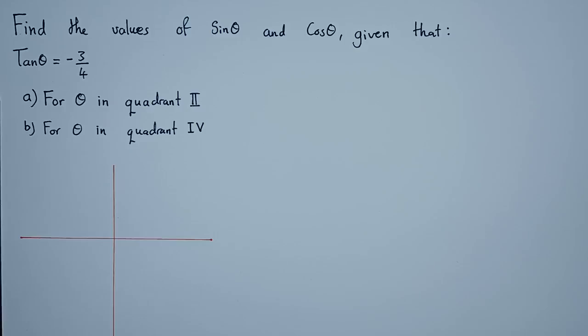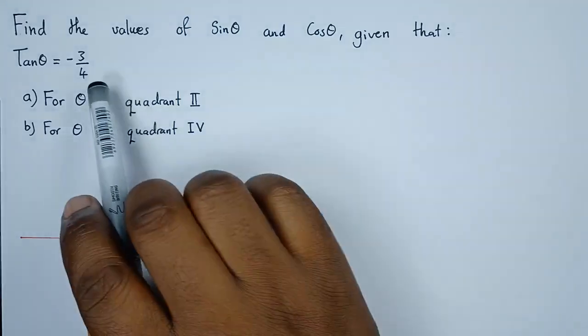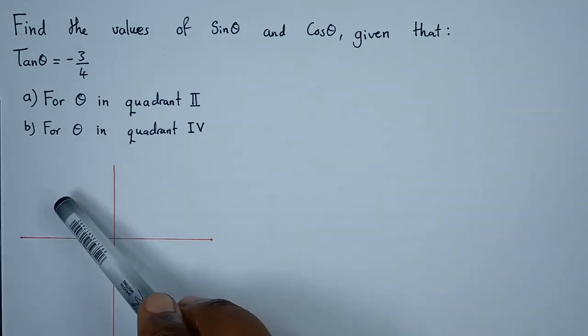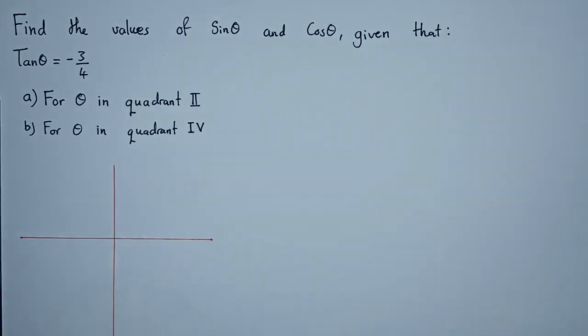So the question says, find the values of sine theta and cos theta, given that tan theta is equal to negative 3 over 4. So we want the values for theta in the second quadrant as well as for theta in the fourth quadrant. It's important to note that since tan here is negative, then it's indeed found in the second quadrant as well as in the fourth quadrant.